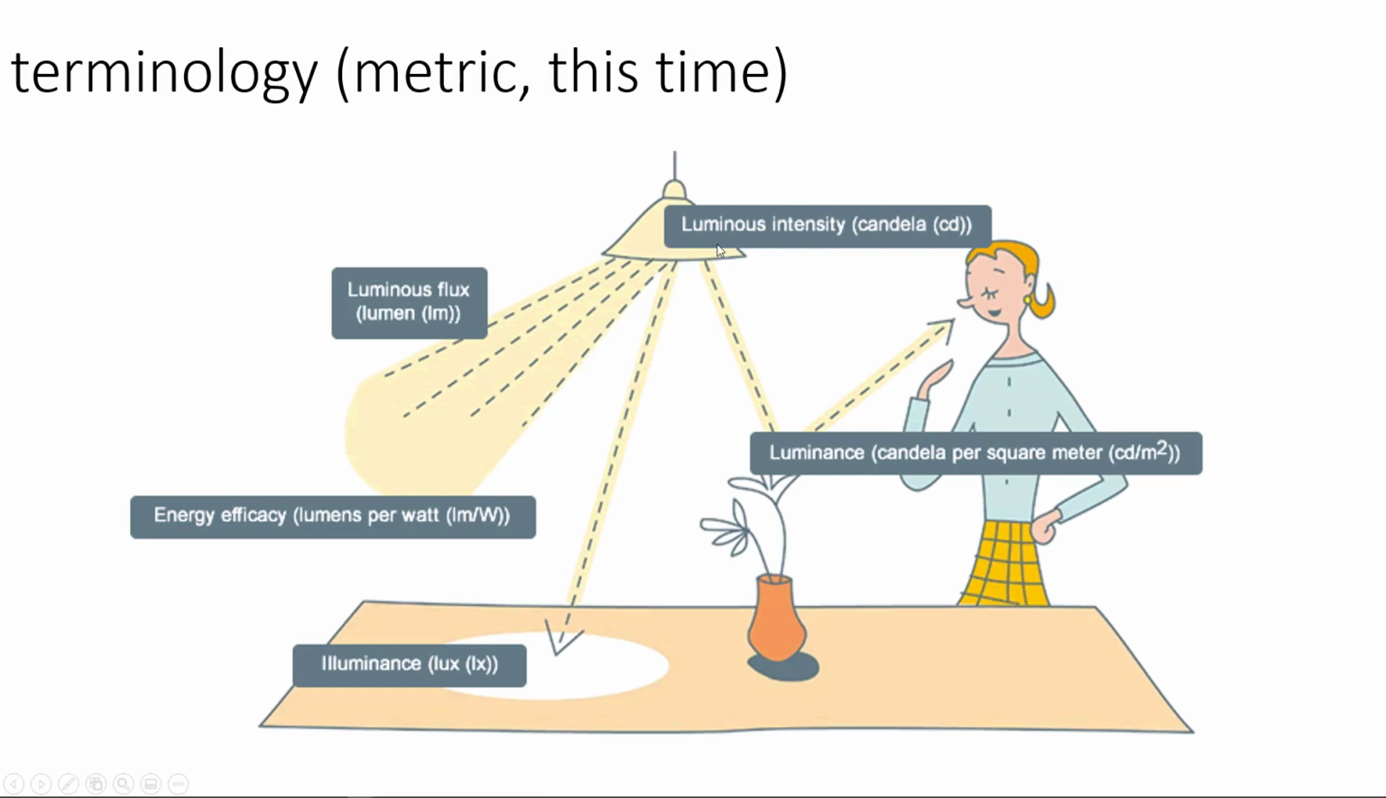First of all, luminous intensity is the amount of light coming out of a light source in a particular direction. In this case, luminous intensity coming down toward the table. The other number that we need to know is illuminance, and that is the amount of light landing on a surface. Illuminance is measured in lux or foot candles here in the United States, and luminous intensity is measured in candela.